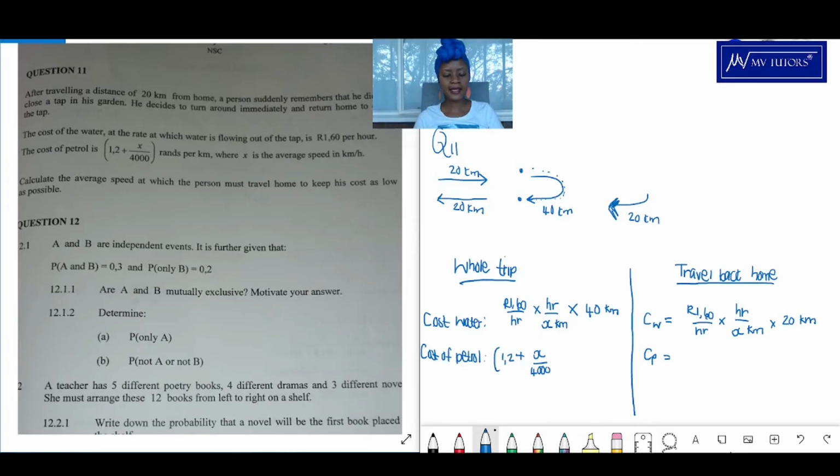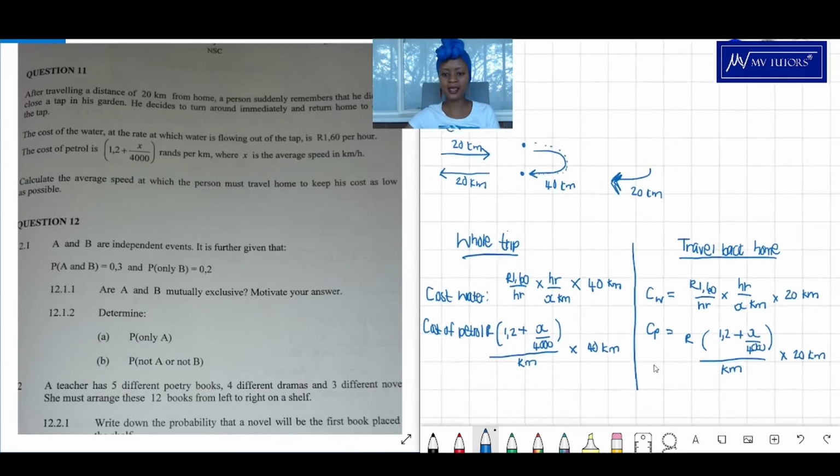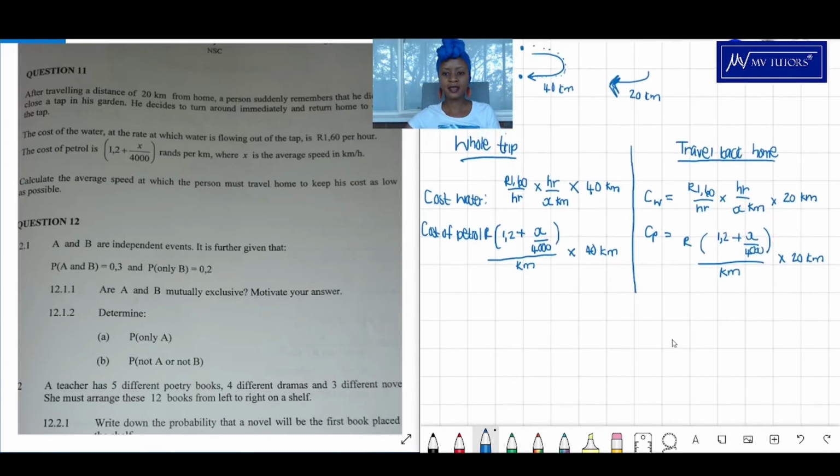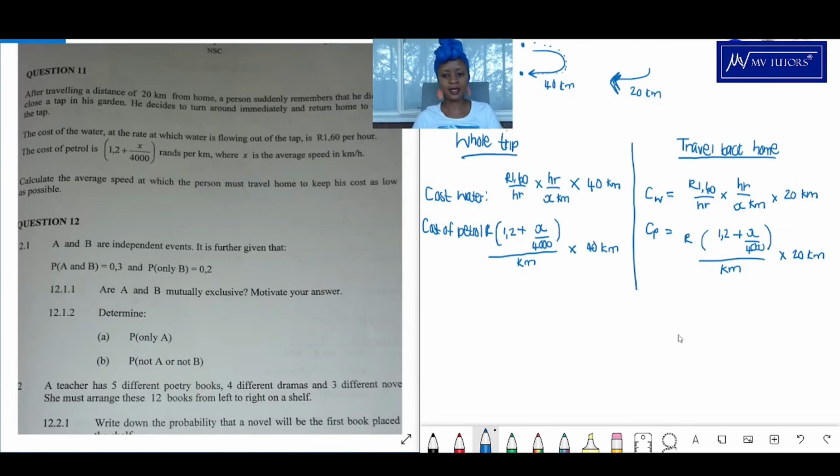Okay, and it is rands per kilometer. To get rid of the kilometer, I'm just going to multiply by 40. And then here, same thing, rands. So I have 1,2 plus X over 4,000, all of that divided by kilometers, and we're going to multiply by 20. Okay, so now we're going to get our cost in terms of X.